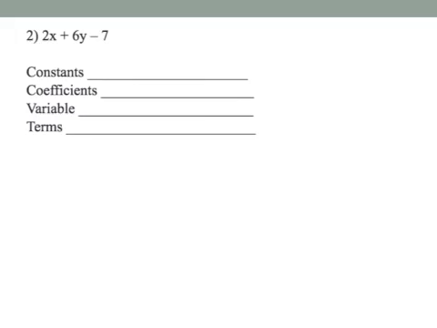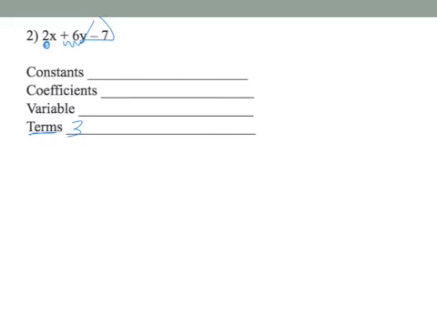Okay, let's try another example. So I'm going to work backwards here again. So I'm going to start down here with terms. So terms are how many things you're either adding or subtracting. So 2x is a term, plus 6y is a term, minus 7 is a term. So that's 3 terms that we have.